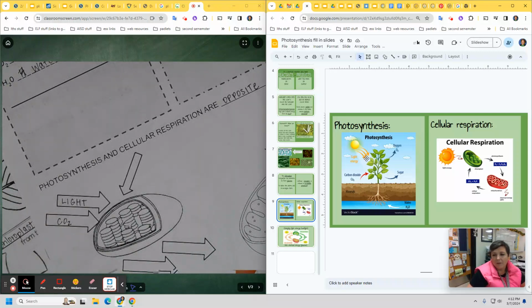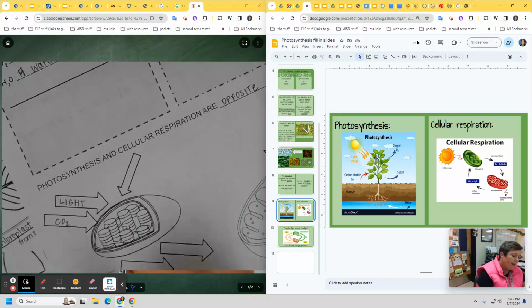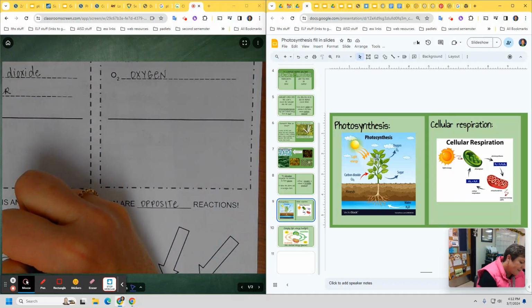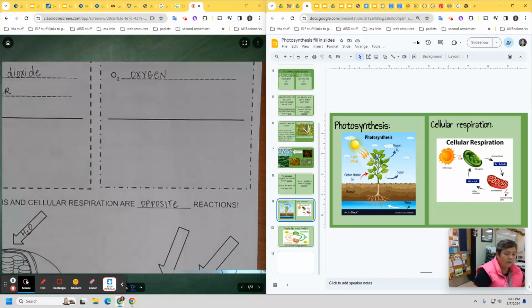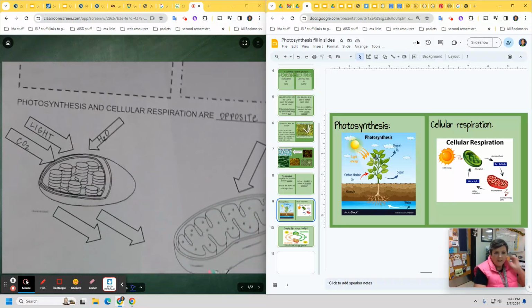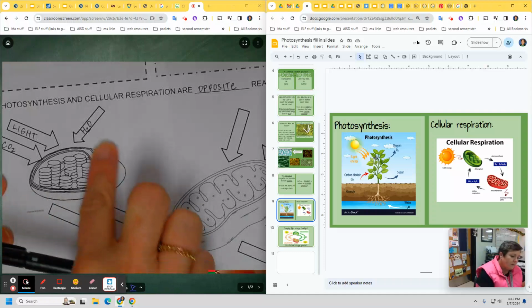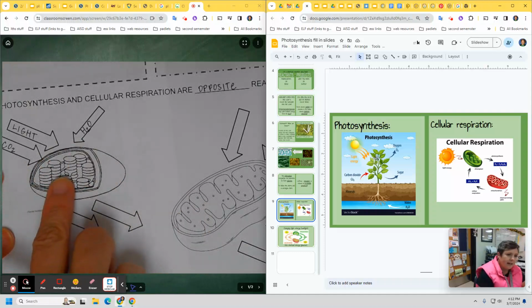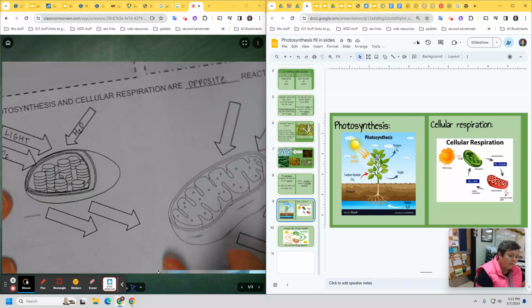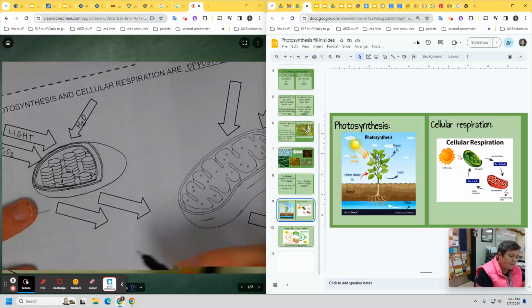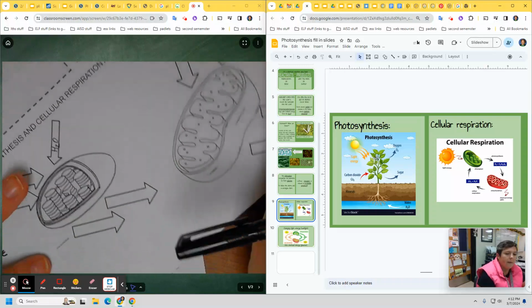It doesn't come in through the leaf, remember? It comes in through the roots and it goes up the xylem. Okay, but it still comes in. It's still an input or a reactant. Okay, this is our chloroplast. See how it has these little stacks inside? Those are called thylakoids. And then what are we making here?